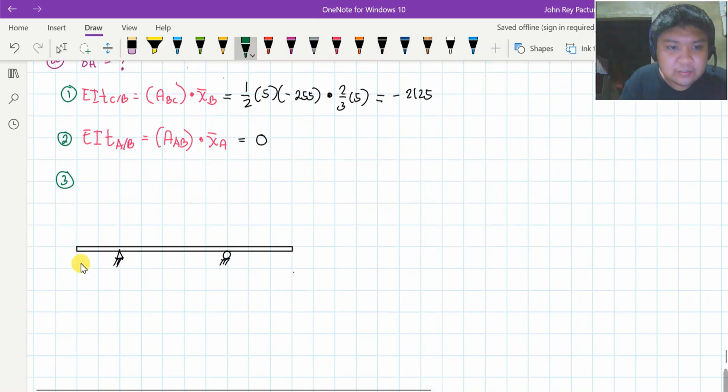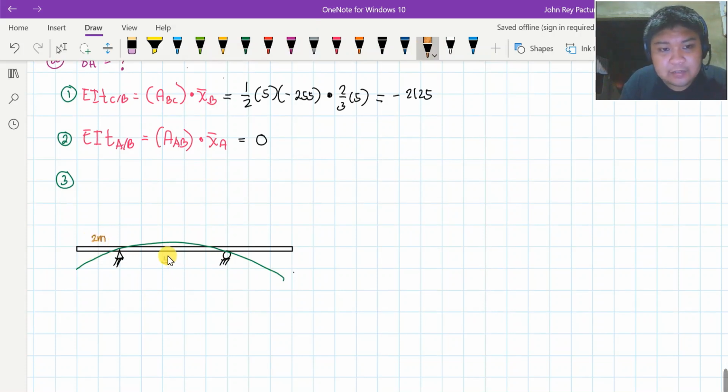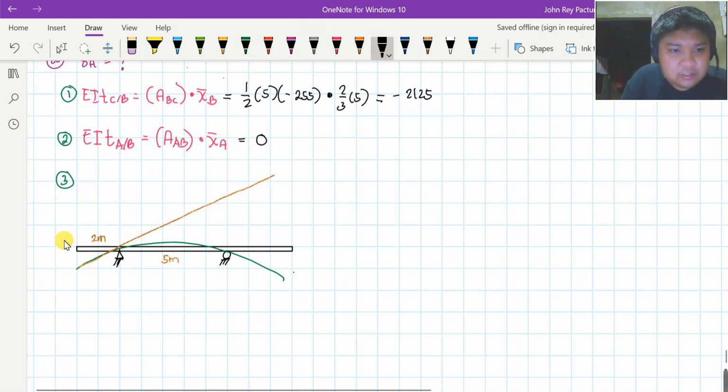So, of course, the elastic curve is located here. Tapos, lagay natin yung mga distances. So, this is 2 meters and this is 5 meters, right? Okay? So, yung slope, nandito siya. Nagkataon na wala siyang deviation. Okay? So, ito yung point A. Ito yung point B, ito yung point C, and ito yung point D.